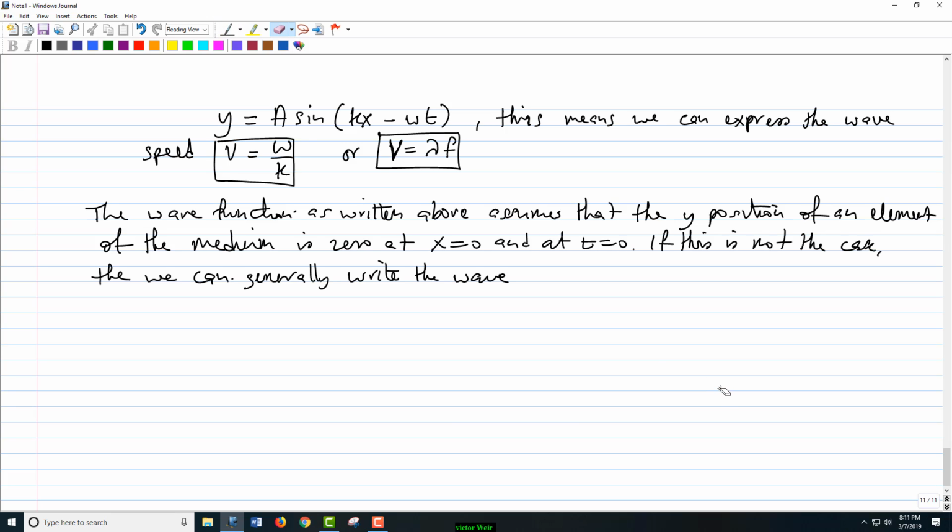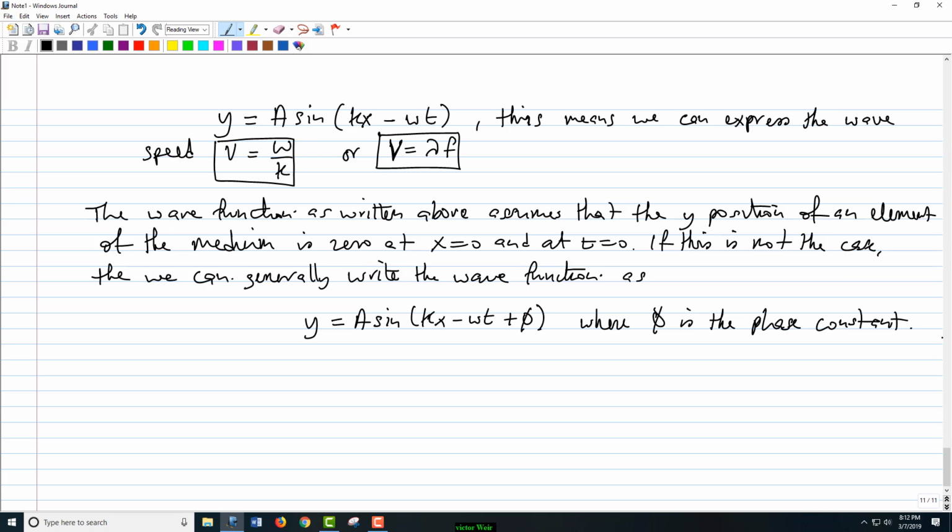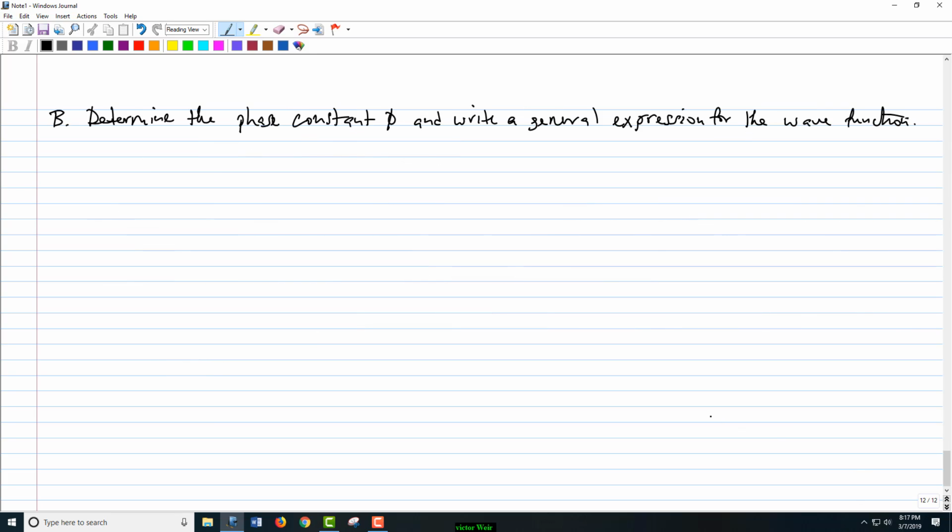If this is not the case, then we can generally write the wave function as y equals A sine of kx minus omega t plus phi, where phi is the phase constant. Let's see how all this works in an example, and I'll just write the example out for you. So I'll read it out for you.